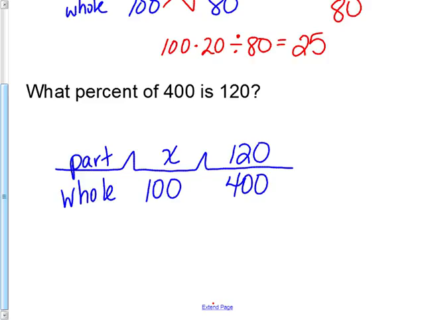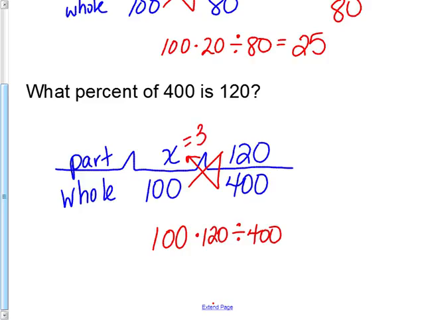If we were to go through and work this out, we would be doing 100 times 120, and then we would divide by 400. Now, 100 times 120 is 12,000, and 12,000 divided by 400 is 30. So we're going to end up getting that x equals 30. And we can go back and make a model to make sure that makes sense. What percent of 400 is 120? So we think 120 is 30% of 400.